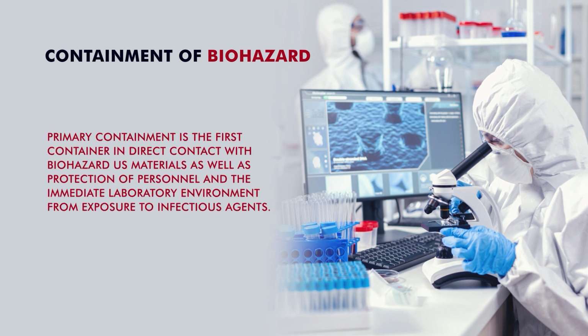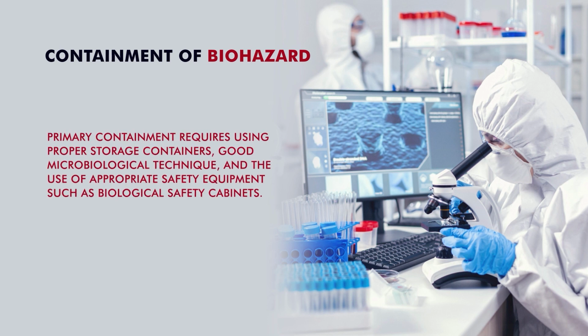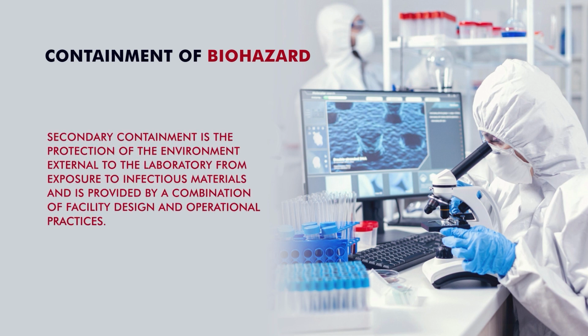The primary containment is the first container in direct contact with the biohazard, as well as the materials for protection of the personnel and immediate laboratory environment from exposure to infectious agents. Primary containment requires proper storage containers, good microbiological technique and the use of appropriate safety equipment such as biological safety cabinets. Secondary containment involves the protection of the environment external to the laboratory from exposure to the infectious materials, and that is provided by a combination of facility design and operational practices.